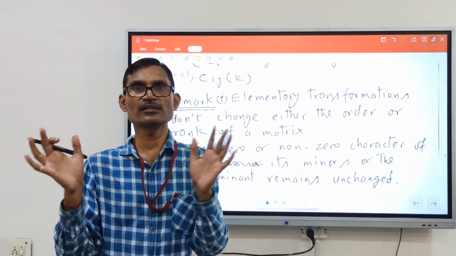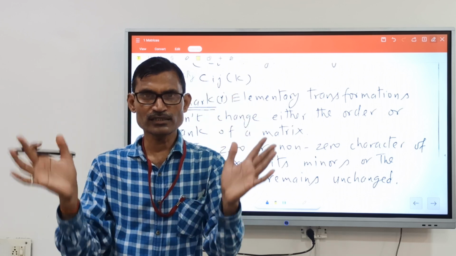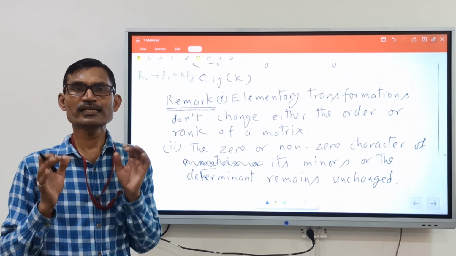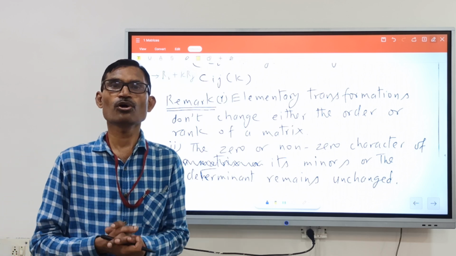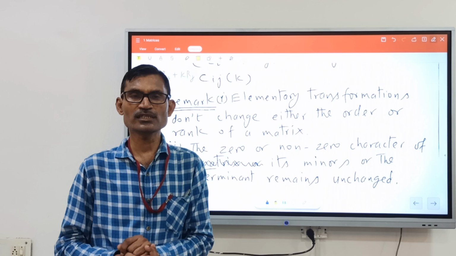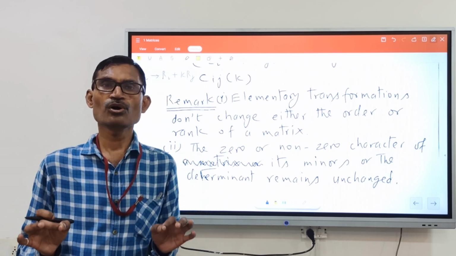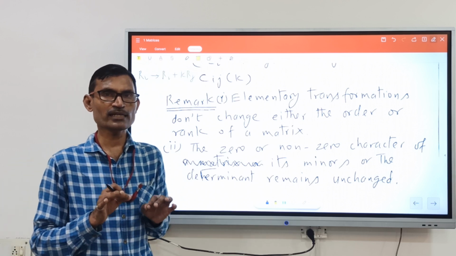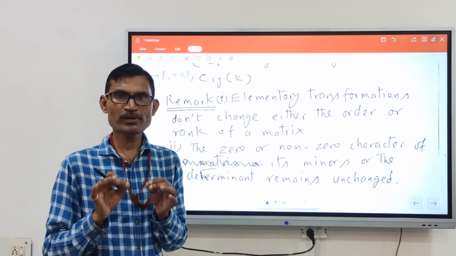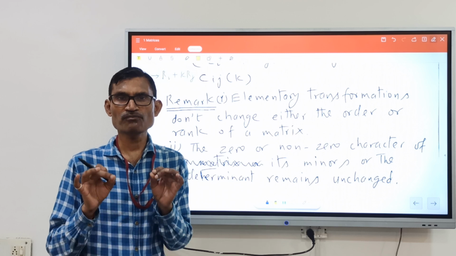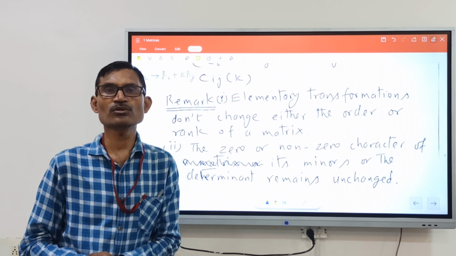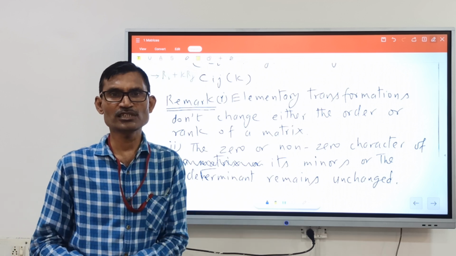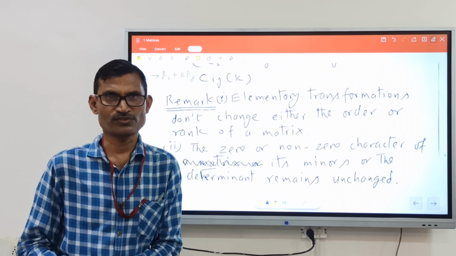Let us recall and summarize the whole set of steps of the elementary transformation. Firstly, we can interchange any two rows or any two columns. The second step says that we can multiply any row or any column by a non-zero scalar quantity, and the third step is that we can add a constant multiple of any row or any column to another row or another column. These are three important steps. Any of these three steps is known as an elementary transformation.